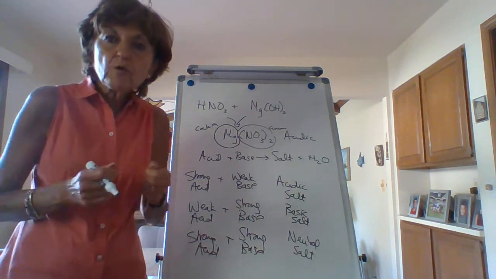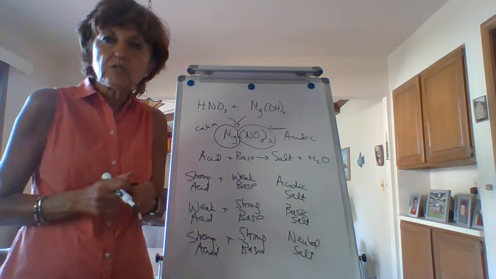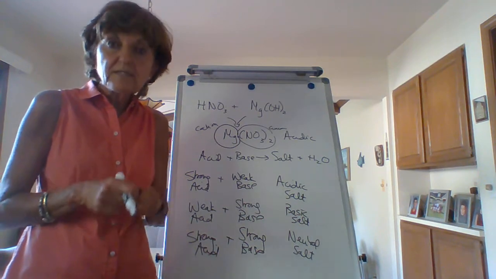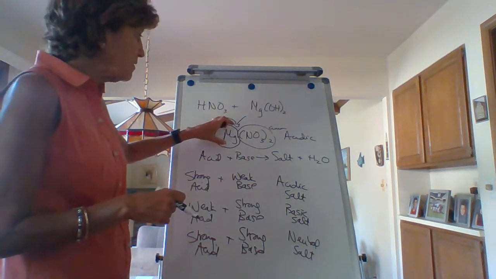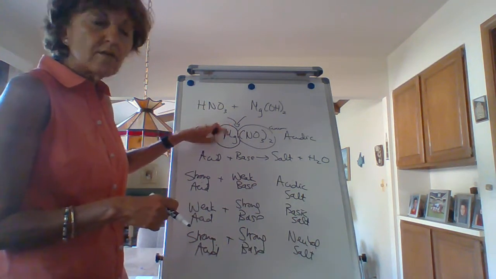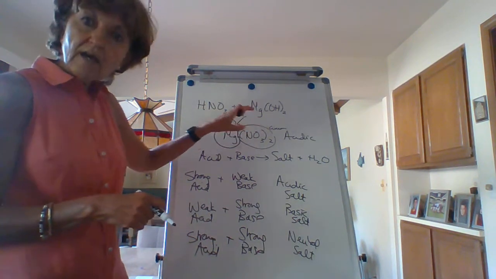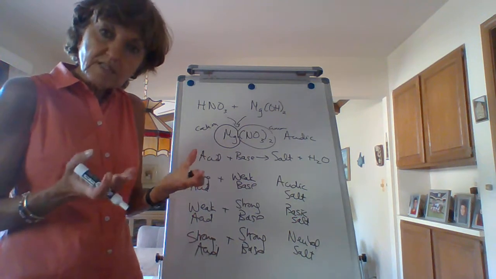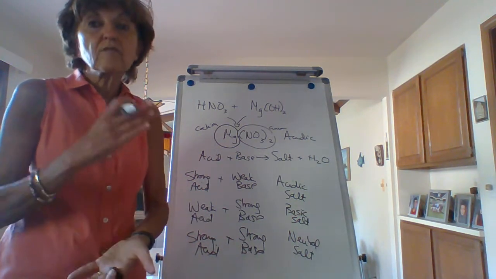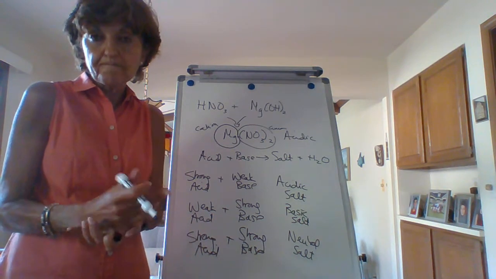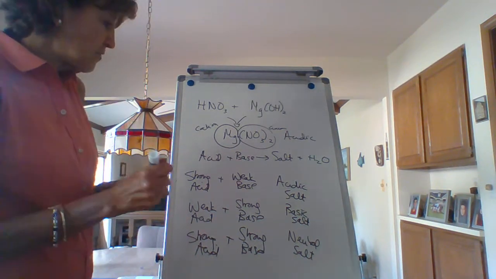So if you are given a salt and the question is, is this acidic, basic, or neutral, what do you do? On the cation, add a hydroxide. On the anion, add a hydrogen. And then look at them and decide, is this a strong acid or a weak acid? Is it a strong base or a weak base? Okay, that's the thing with salts.